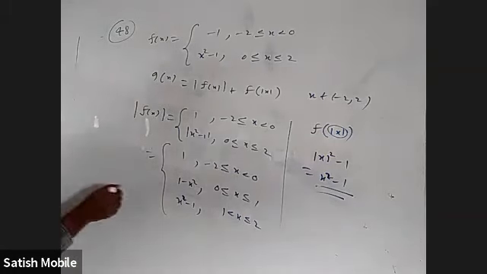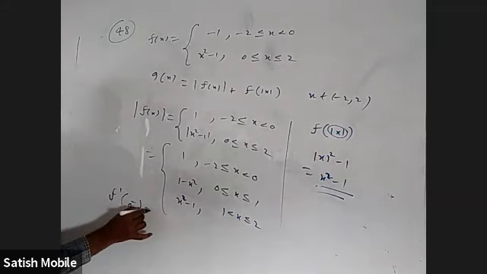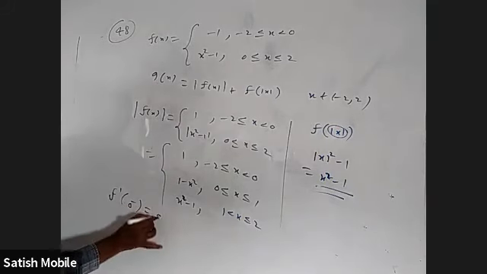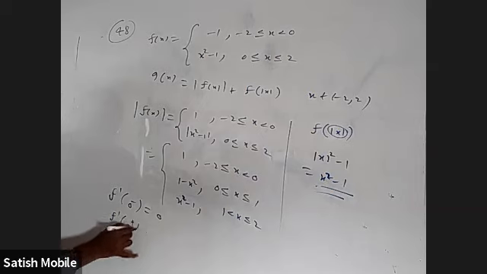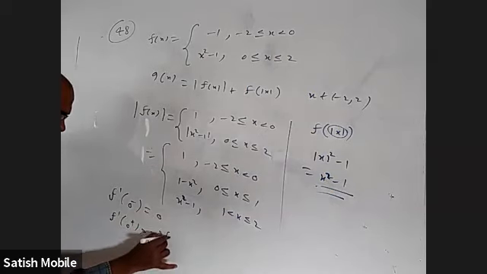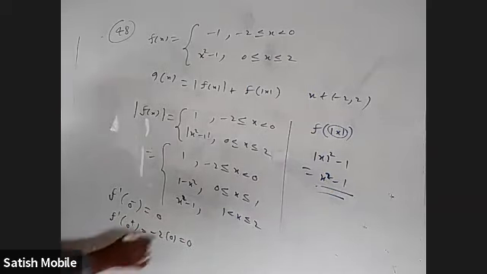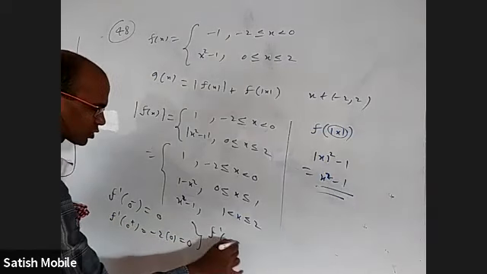So f dash 0 minus from this is 0. F dash 0 plus from this is minus 2x, which is minus 2 into 0, is 0. So based on that, f dash 0 is 0. It is differentiable.